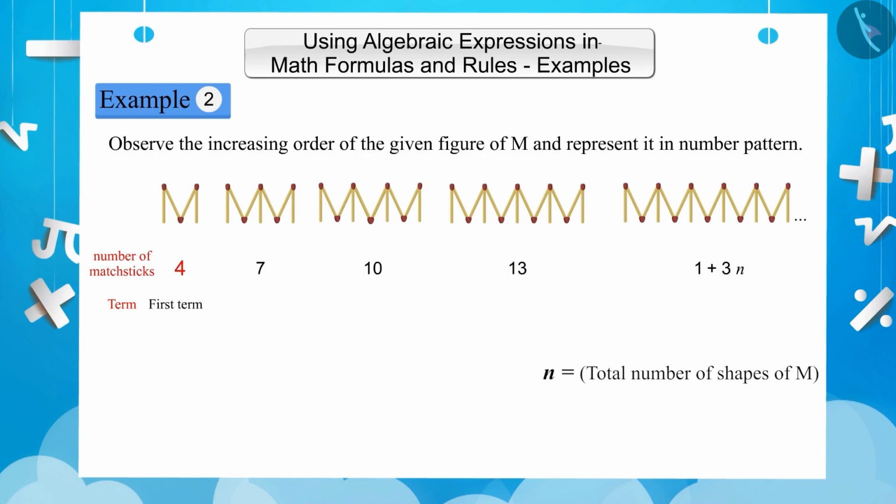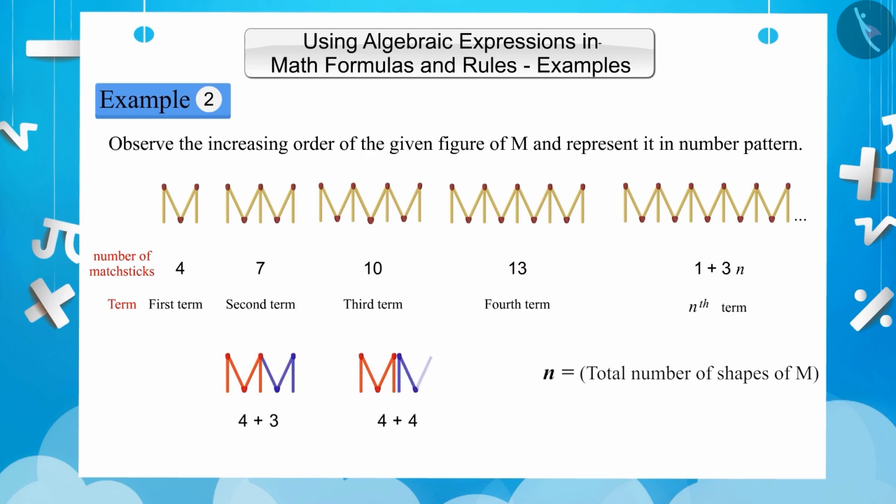Where the first term is 4, the second term is 7, the third term is 10, the fourth term is 13, and similarly, the nth term will be 1 plus 3n. Many times, seeing the two shapes of M, we misunderstand the number of matchsticks as 4 plus 4 instead of 4 plus 3. And in the increasing order also, we keep making the mistake which gives us a wrong number pattern.